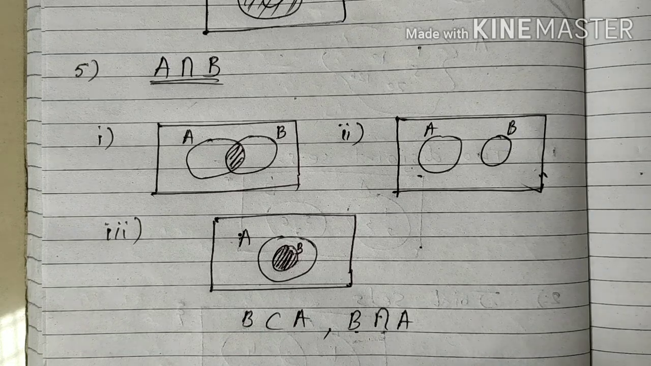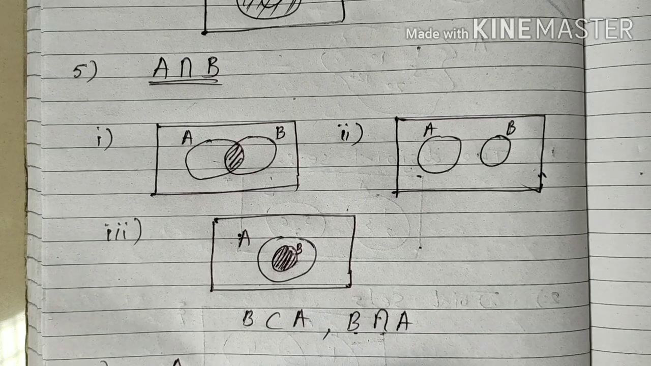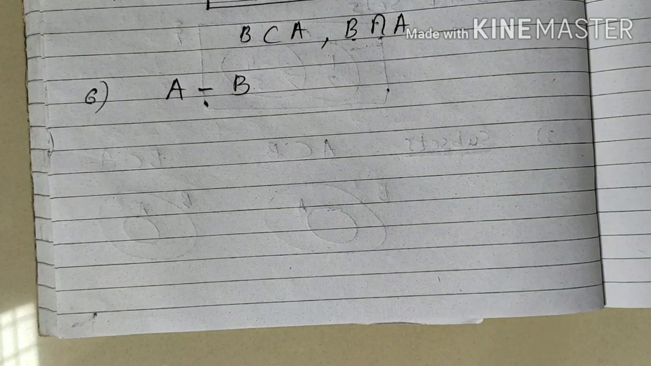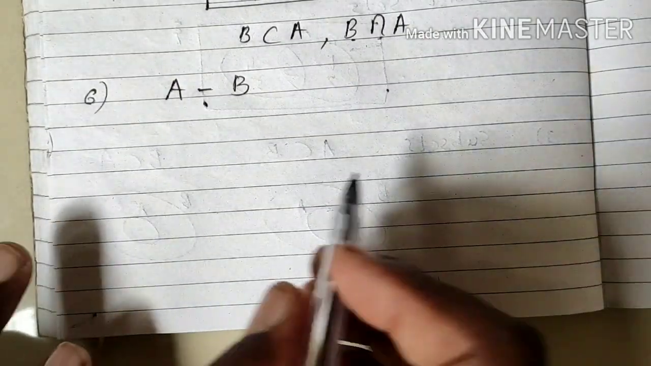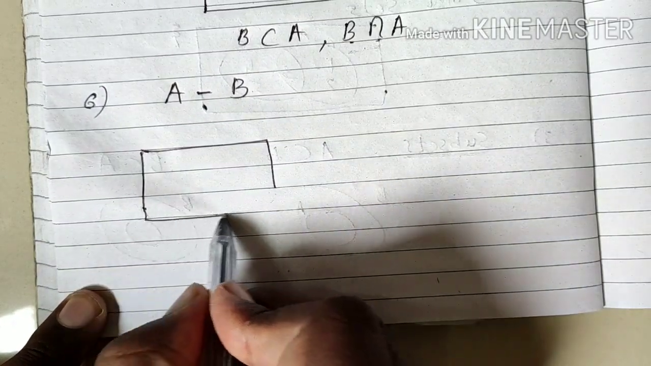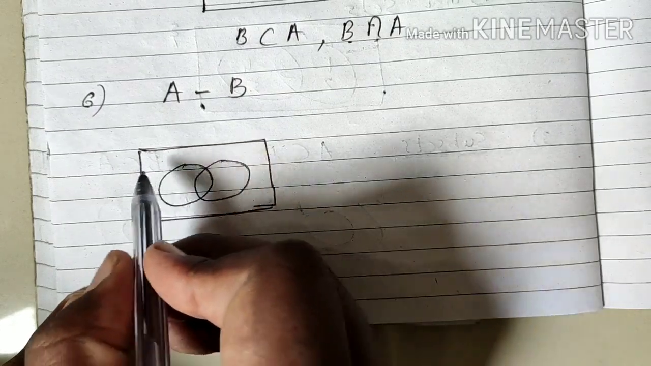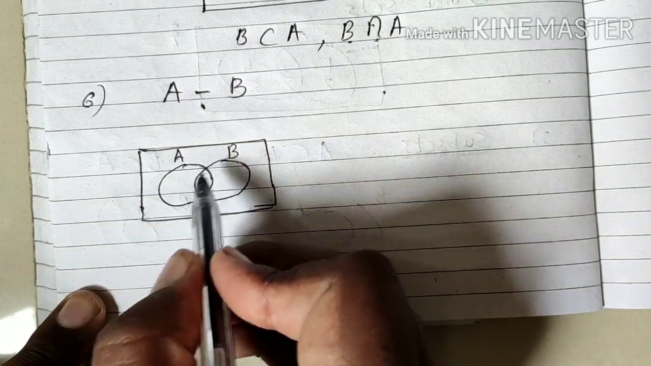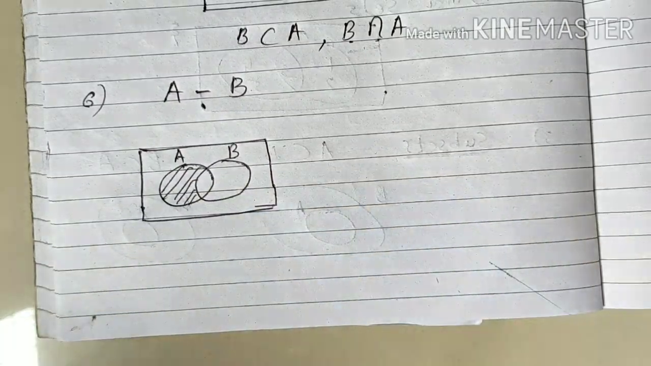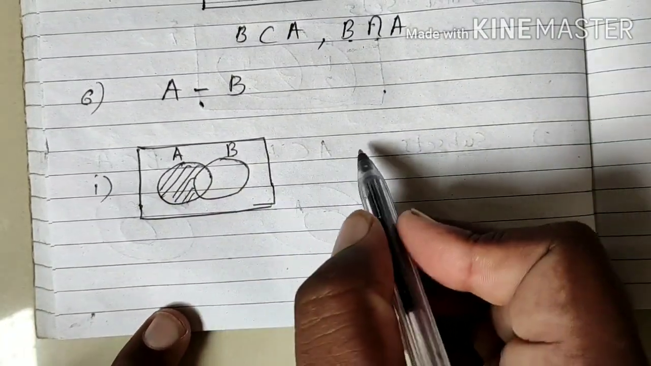Then the difference of the two sets. If we want to represent A difference B, how can we represent it? What is the meaning of difference that we have learned in the previous videos? Difference means those elements which are present in A but not present in B. So the shaded portion is representing A difference B in the case of joint sets.